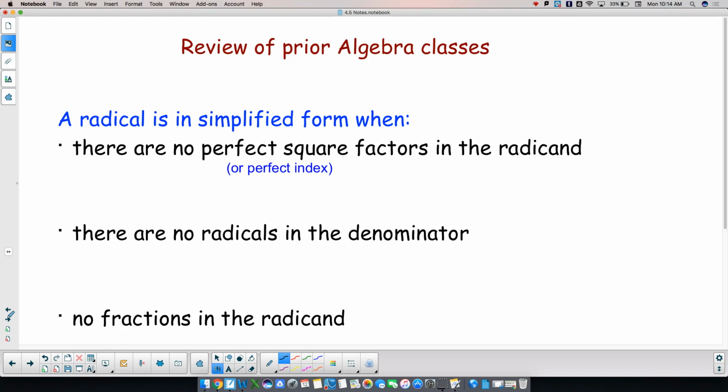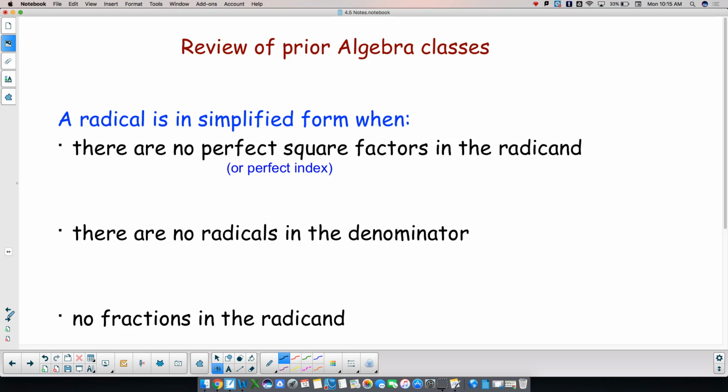Rule number 2. No radicals in the denominator. Okay? No radicals in the denominator. Don't like them. Never have, never will. Okay? When you get into higher and higher and higher math, then they ease up on that rule a little bit more. But for right now, none. Okay? Don't like them.